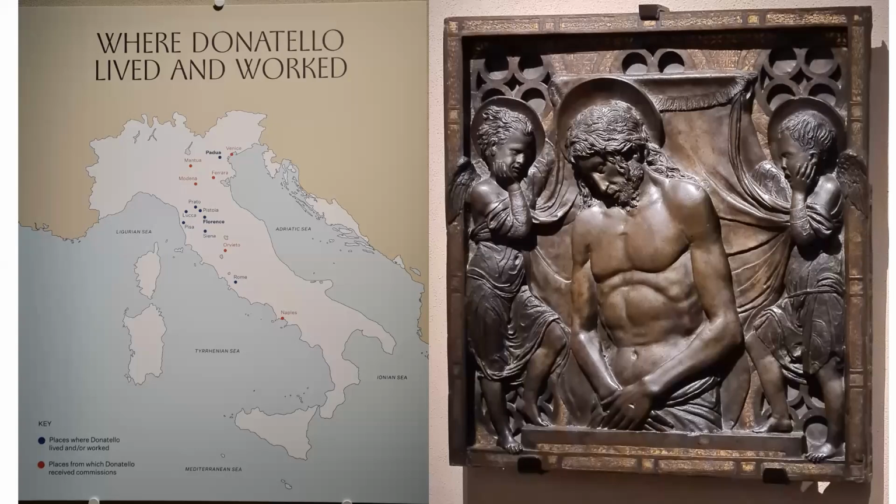You can see here in the blue, it was the places where Donatello lived and worked. In the red, places from which Donatello received commissions. So you see we've got it right down to Naples. And there's only one piece of Donatello sculpture in Venice at the top there, and that's in red too. But the other places he went to with Michelozzo and so on, it's terribly interesting.